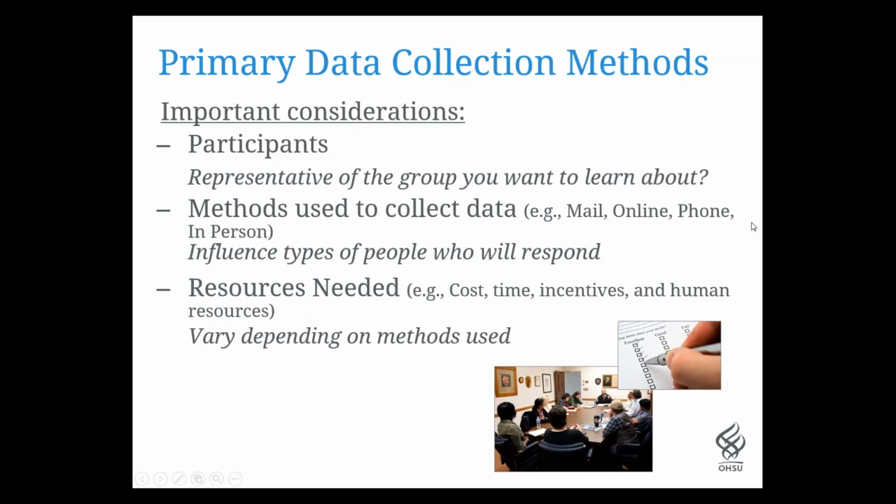So other primary data collection methods, some important considerations. You want to think about who are the participants, who are you getting information from, are you getting representation of the group that you want to learn about. So if your community of interest is teens, and really the assessment that you're doing is looking at health concerns in the teen population in your area, you probably don't want to have the participants of your assessment be only adults, unless you just want the adult perception of the teen. So making sure, obviously, that these participants are representative of the group that you want to learn about.